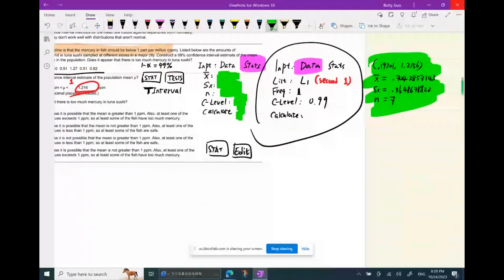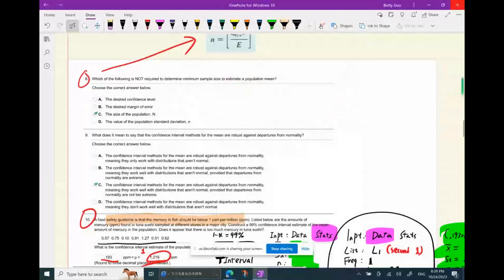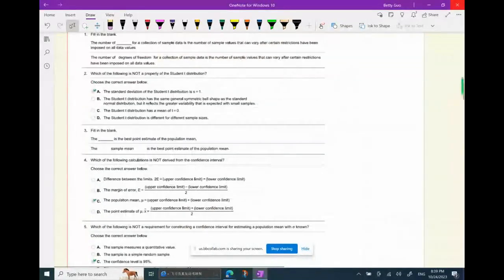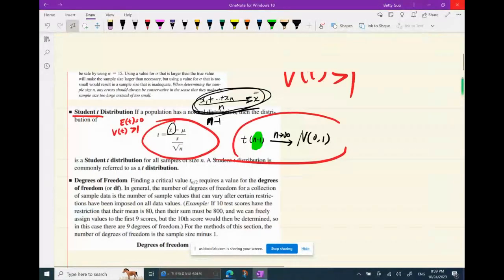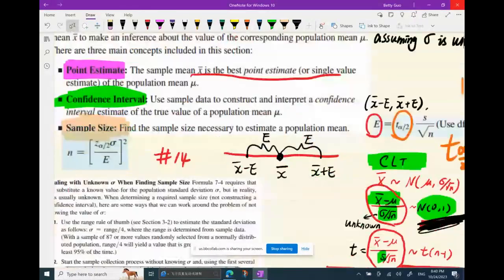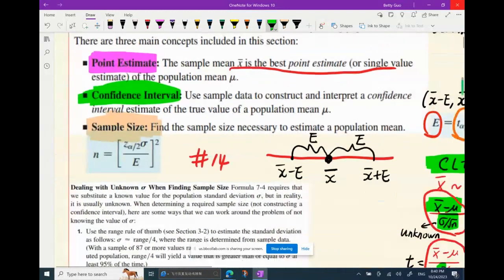Since we only have 11 minutes left, we will go ahead and cover the last thing of the section: how to find the sample size that's sufficient to estimate the population mean with a certain predetermined confidence level and a margin of error. So the formula you are going to use is this formula.